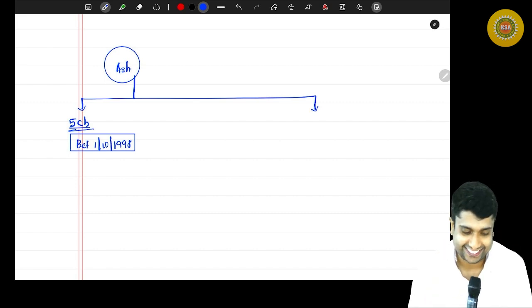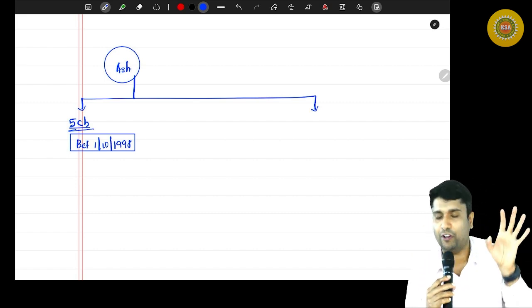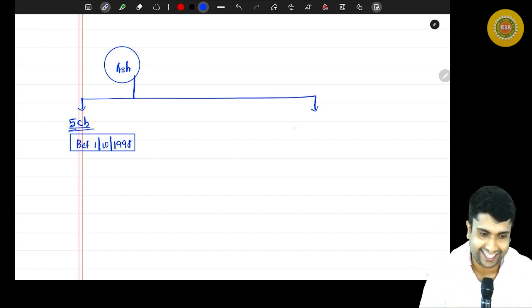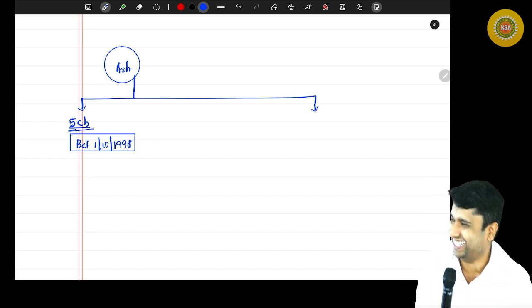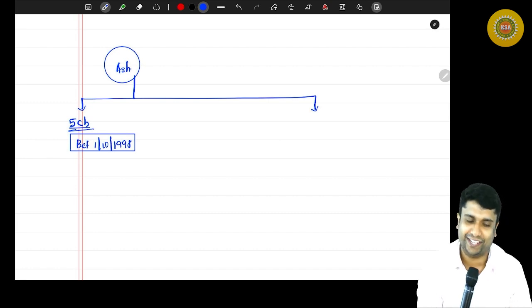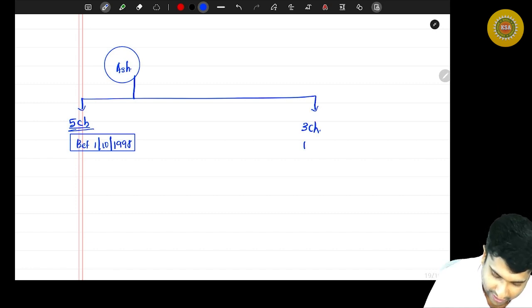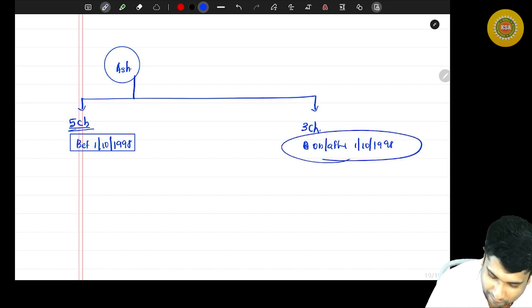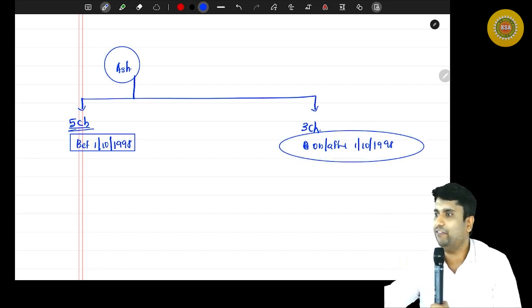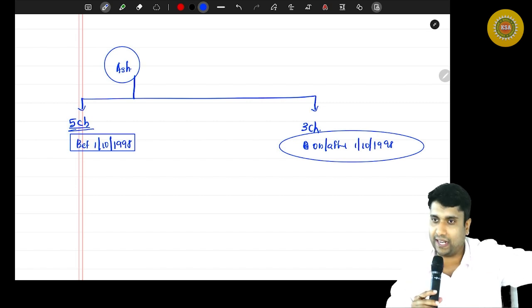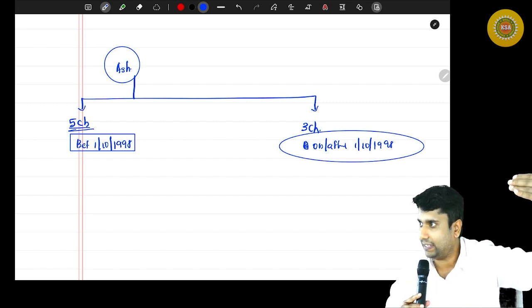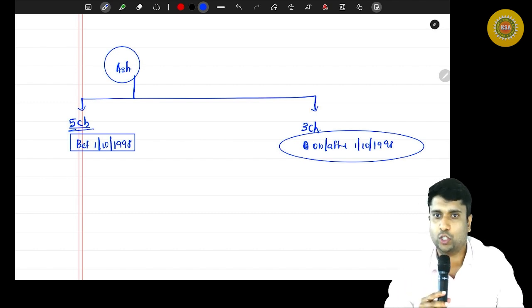Now, listen. They have 8 children: 5 before 1st October 1998 and 3 born on or after 1st October 1998. Are you all with me? So how many children does Ash have? 8. 5 born before 1st October 1998 and 3 on or after 1st October 1998.